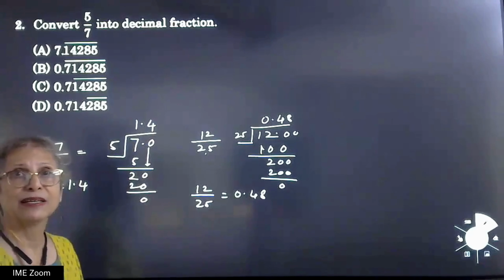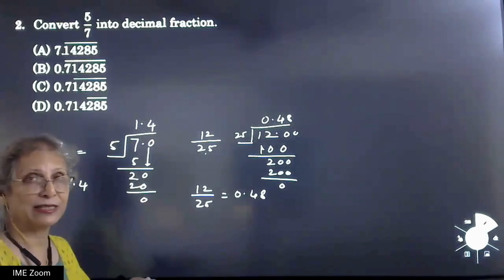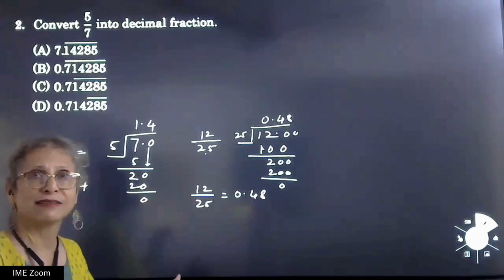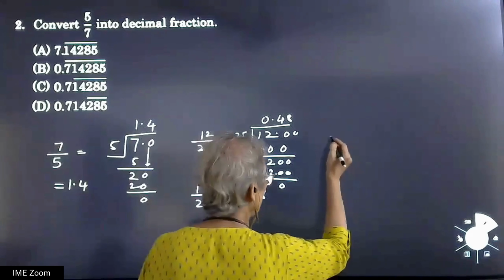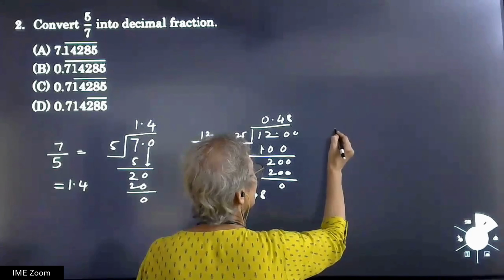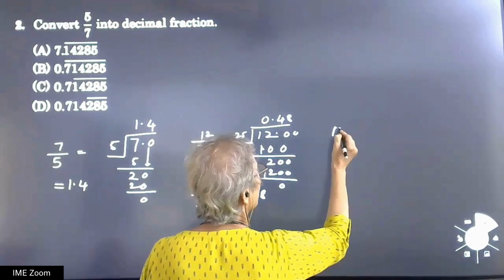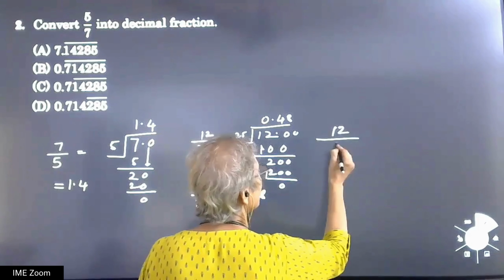But there are certain fractions in which this division process never ends. Let us see such an example. Now we'll take 12 upon 11. So let us divide 12 by 11. First of all, 11 ones are 11. Remainder is 1. Then put decimal point and add 0. Bring down this 0. Here also put decimal point.